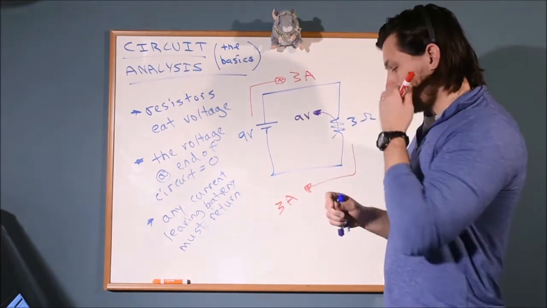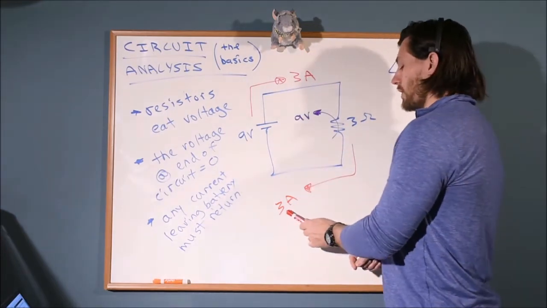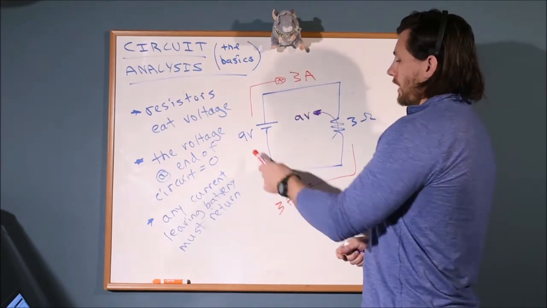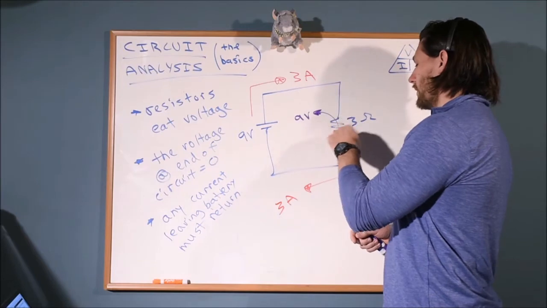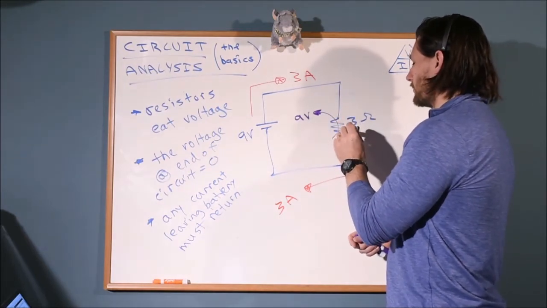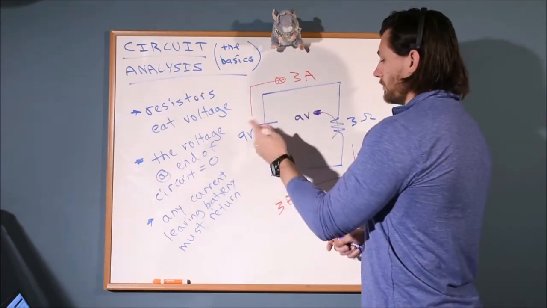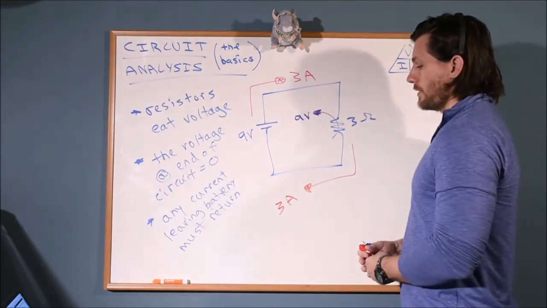Remember, little physics here. The actual electricity is the 3 amps. An amp is a coulomb per second. And the pressure of the electricity is the volt. So basically, the electricity pressure or voltage is all taken away by the resistor. But in order to have a complete circuit, the 3 amps must make it all the way back. Any current leaving the battery must return.